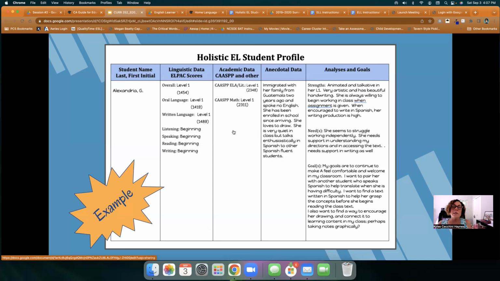Okay, so this is an example of what I'm wanting. Again, notice my goal is not, I'm not writing an IEP goal that she'll do this at 80% level. This is just much more kind of thinking on paper kind of a thing.